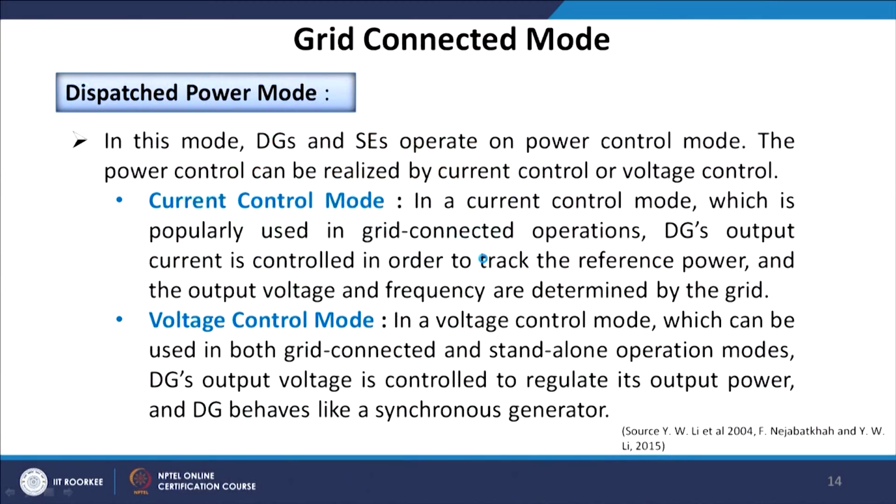Now, let us move to the voltage control mode. In a voltage control mode, which can be used in both grid connected as well as in islanded operation, distributed generators output voltage is controlled to regulate its output power, and distributed generators behave like a synchronous generator.